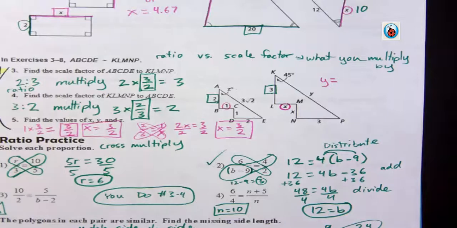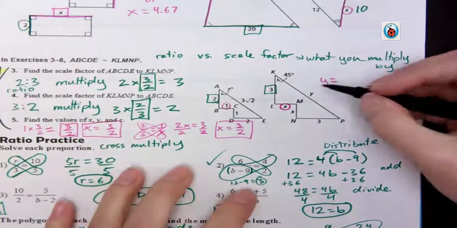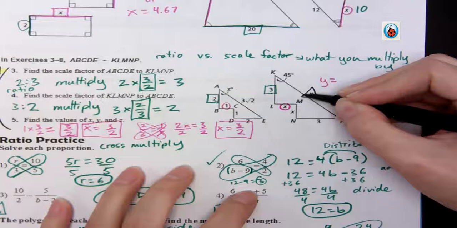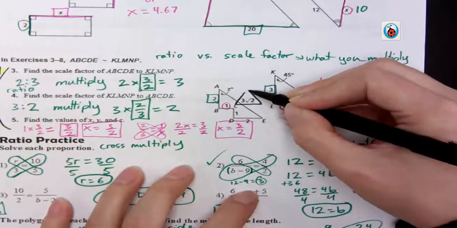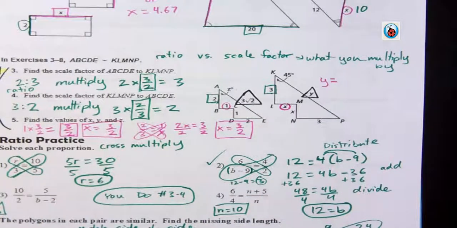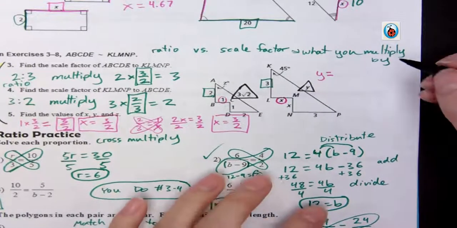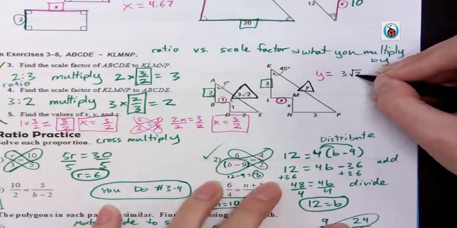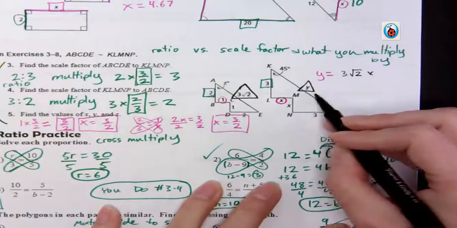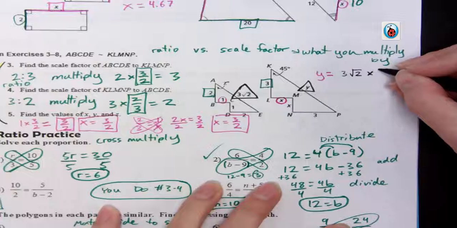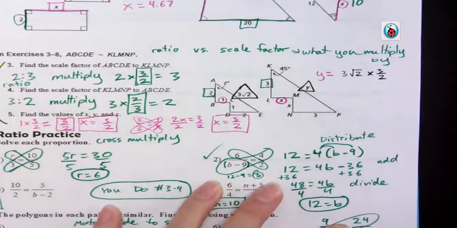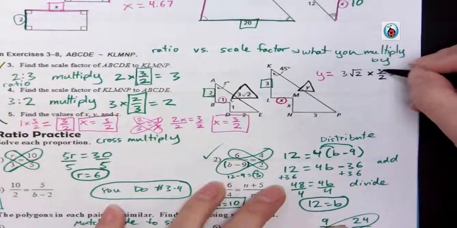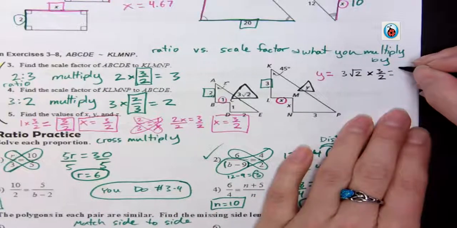And so y matches up with this third side, and it gives us a 3 root 2. So we get to practice multiplying those with radicals in there. And so again, we can do the same thing of 3 root 2 times our scale factor to go from here to here, which was just 3 over 2. And so when we multiply these, we just multiply the top and we multiply the whole number. So that gives us 9 root 2 over 2 is the answer.